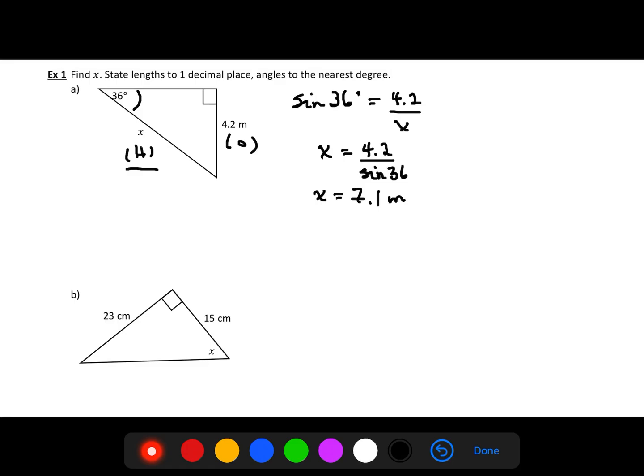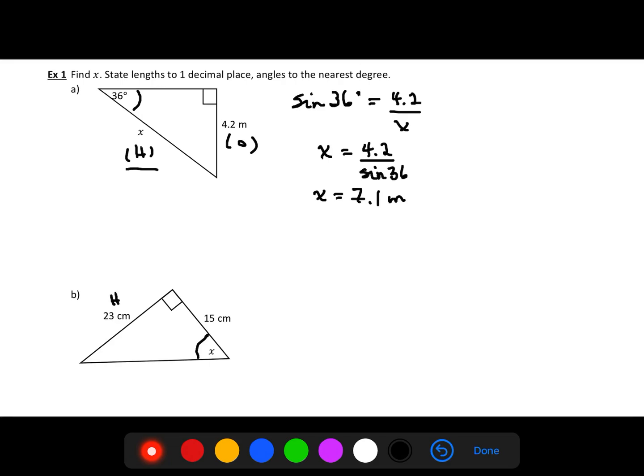And it does make sense. X has to be the largest side. It is the hypotenuse, so it should be bigger than our 4.2. Part B, now we want to solve for an angle. So we can still use a variable. We can use theta for missing angles.